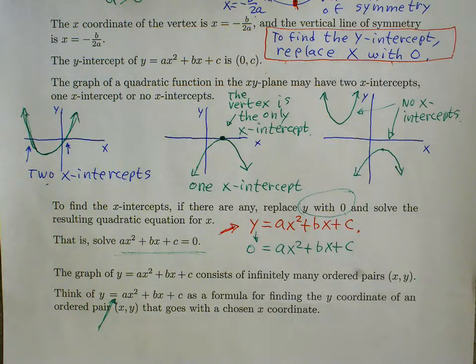We already know some things. We know that the graph is a parabola. If the number a is positive, we know that the parabola opens up. And if the number a is negative, we know that the parabola opens down.